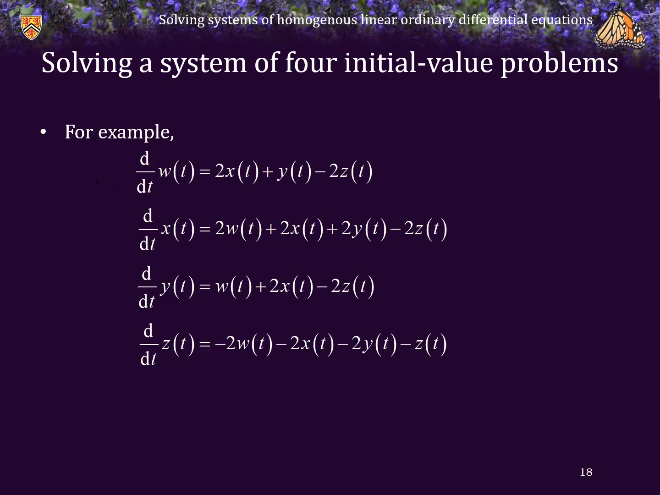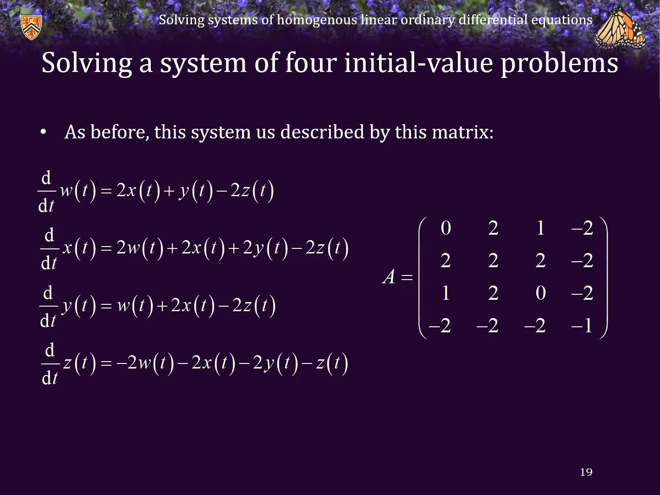All right, let's go a little bit crazy. Here we have a system of 4 ordinary differential equations. W, x, y, and z are all functions of t, and they are related as described by these 4 differential equations. So essentially, the derivative of w of t must be equal to twice x of t plus y of t minus twice z of t. All right, let's carry on forward. As before, this system is described by the following matrix A.